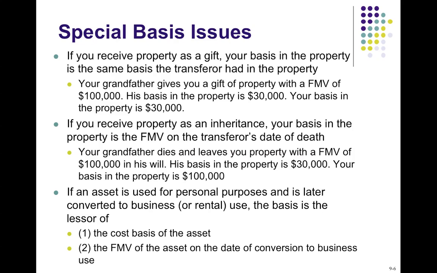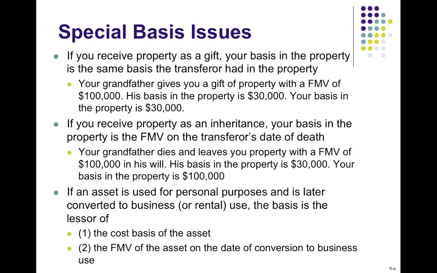So let's just look at the example. Your grandfather gives you a gift of property with a fair market value of $100,000. That's what it's worth. If you went out and sold it, someone would pay you $100,000 for it. Your grandfather's basis in that property is $30,000. If he gives you this property as a gift, then your basis in the property is going to be the same as your grandfather's basis. So if it's a gift, your basis is the same as the giver's basis, okay? So your basis becomes $30,000.